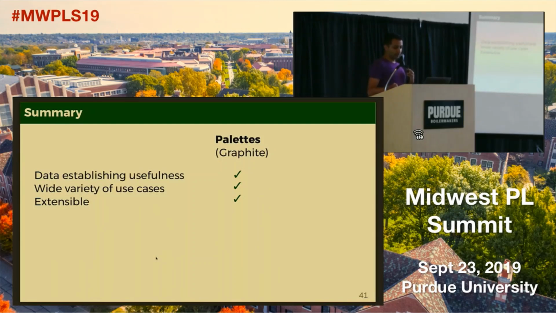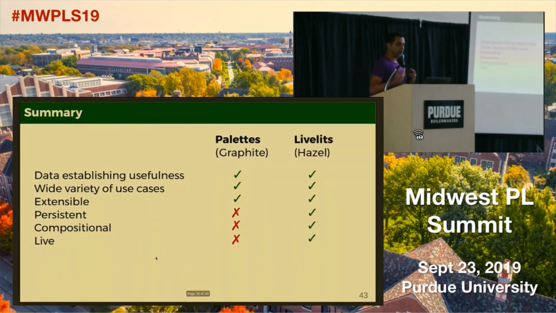So now, coming back to this work, now that we're working on this Hazel project, we wanted to add a feature like this to Hazel, and in the process, fix some of the issues that remained in the previous mechanism: persistence, compositionality, and liveness. And so I'm going to talk about these things briefly in the context of this new mechanism called live literals, or livelets, in Hazel, which are kind of an evolution of this palettes mechanism from the Graphite work. So let me start quickly with persistence.